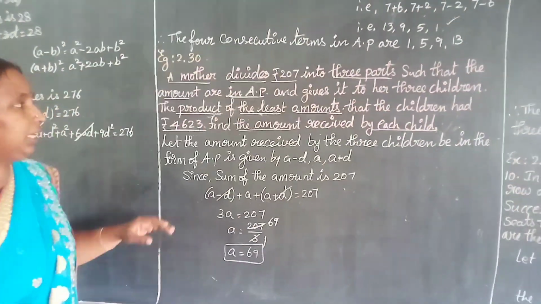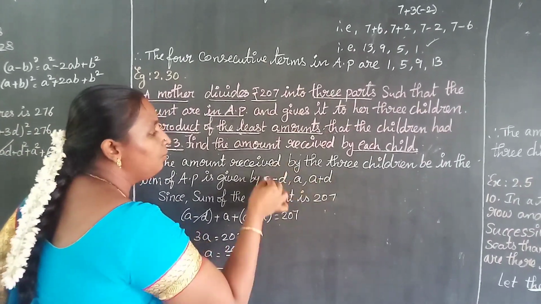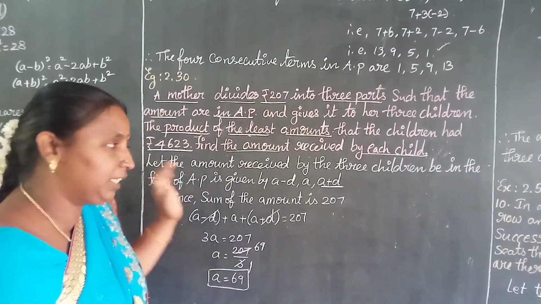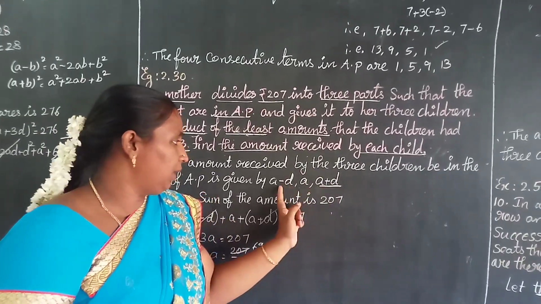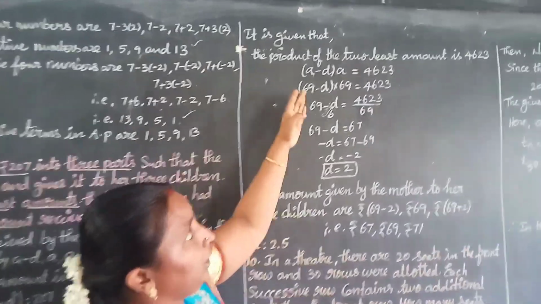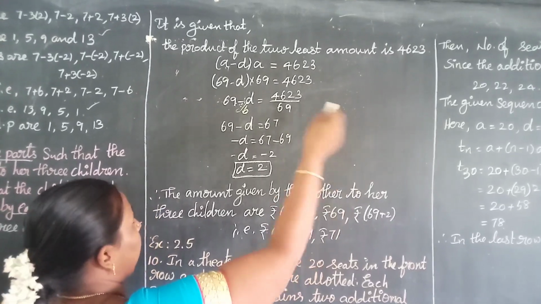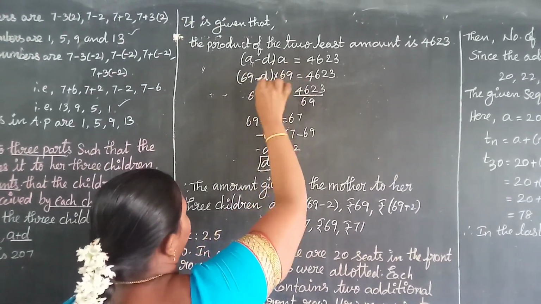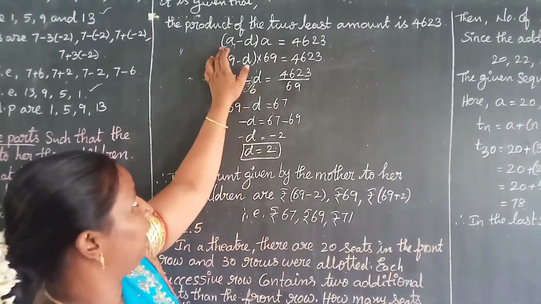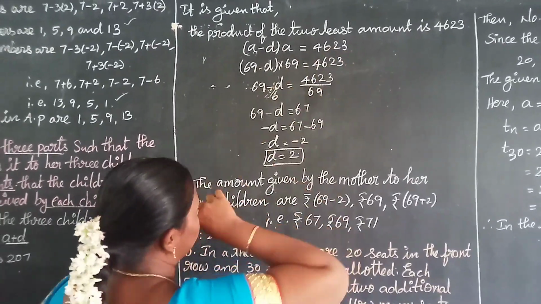So move on to the second condition, least amount. Here observe A minus D, A, A plus D. Which 2 amounts will be least here? Definitely A plus D will be the greater amount. A minus D and A will be the least amounts. So it is given that the product of 2 least amounts is 4,623. So A minus D into A, these 2 will be the least amounts. A plus D will be greater than these 2. Okay. So A minus D into A equal to 4,623.